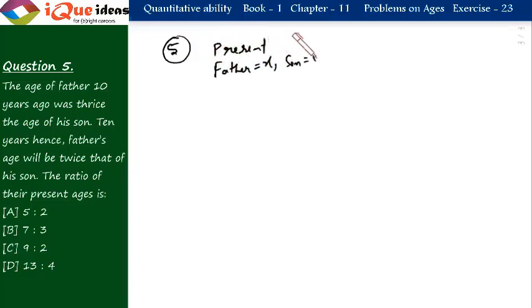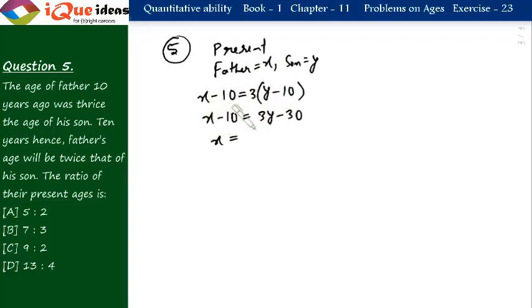Now the first relation: age of father 10 years ago, so it is x minus 10. And age of son 10 years ago would be y minus 10. And the relation is, it is thrice. Father's age is thrice the son's age. So 3 times y minus 10. If you open, it is x minus 10 equal to 3y minus 30. So send 10 to the other side, it becomes 3y minus 20 because 10 gets added.